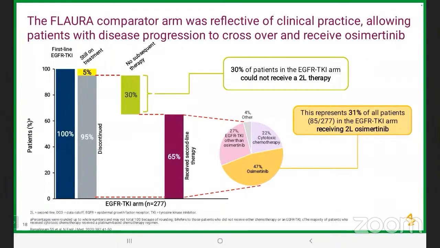So the FLAURA comparator arm was reflective of clinical practice, of course, like I mentioned, allowing the patients with disease progression to cross over and receive osimertinib, and the 31% could not receive.